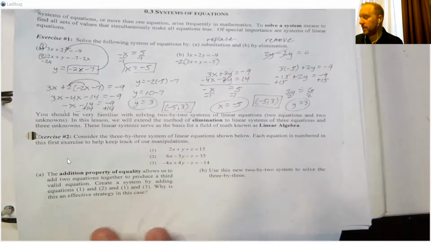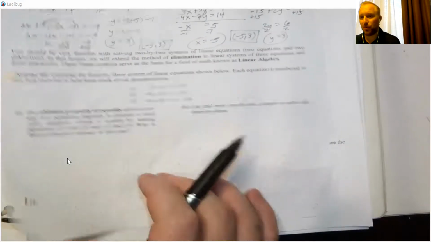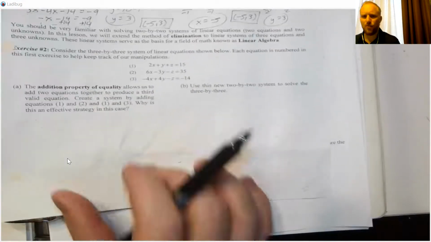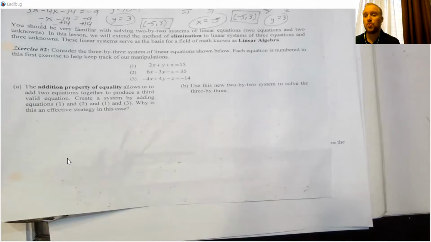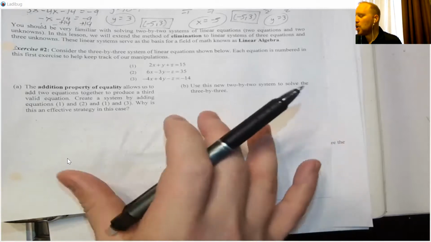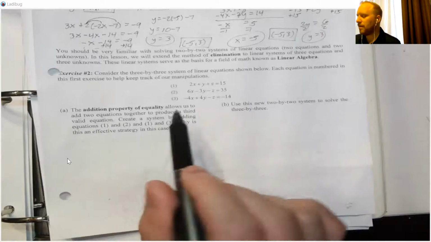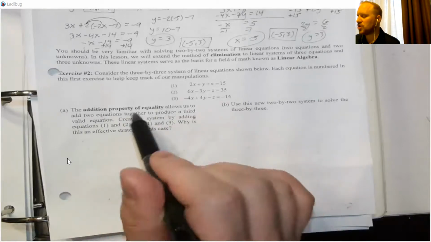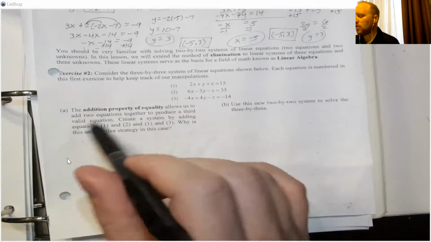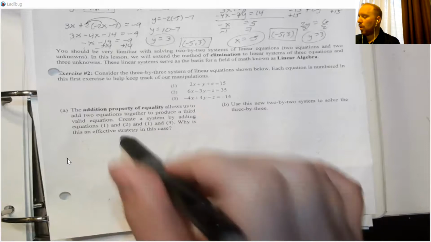Okay, now we're going to go into a 3 by 3 matrix, and that's where it gets a little bit more complex, but we totally can do this. In order to solve a 3 by 3 matrix, we have to cut it down into smaller systems of equations where they have 2 variables. It says here, the addition property of equality allows us to add 2 equations together to produce a third valid equation. Create a system by adding equations 1 and 2 and 1 and 3.